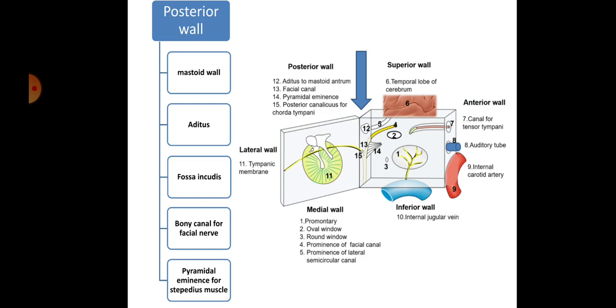The posterior wall is communicating with the mastoid antrum through the aditus, and it consists of the bony canal for the facial nerve, and there will be a presence of the pyramidal eminence for the attachment of the muscle. So that muscle is known as the stapedius. And apart from that, the short process of the incus is lodging in the posterior wall. So that depression is called the fossa incudis.